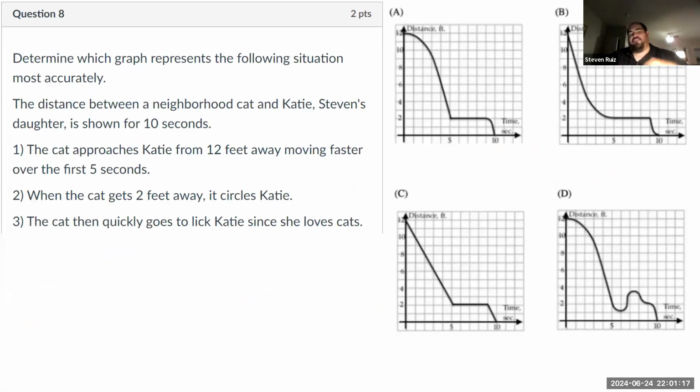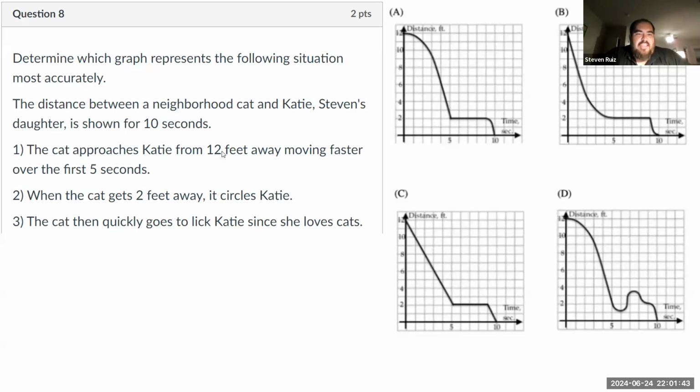Now I'll say finally, final question here for this part. Which graph represents this situation most accurately? So what do these graphs show? These graphs show the distance between a neighborhood cat and my daughter Katie over 10 seconds. Let me get this out of the way of some of the graphs. So let's just take these 3 steps and see if I can start eliminating some of these things.